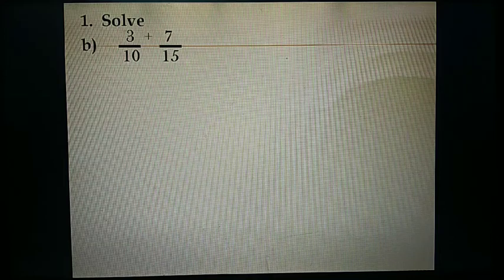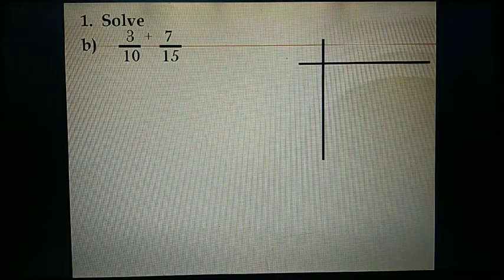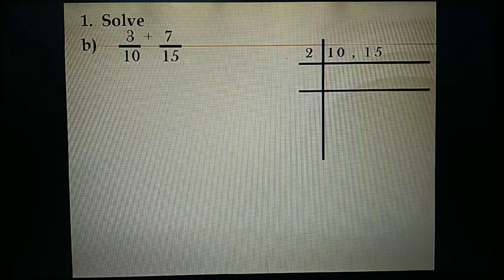Moving to the next one, it's 3 by 10 plus 7 upon 15. Here, we are supposed to find the LCM. Numbers are 10, 15. The very first prime number I will use here is 2. So, only the first number is a multiple of 2. It is a fifth multiple. The next will come as it is.